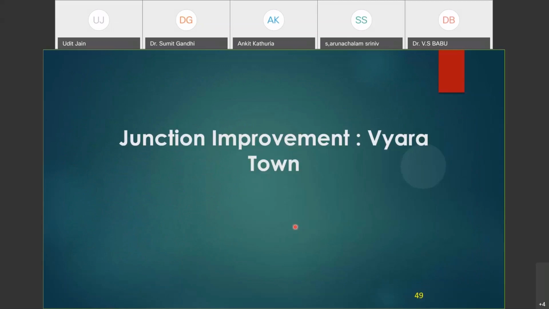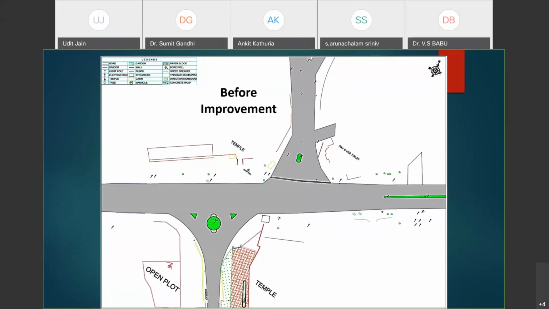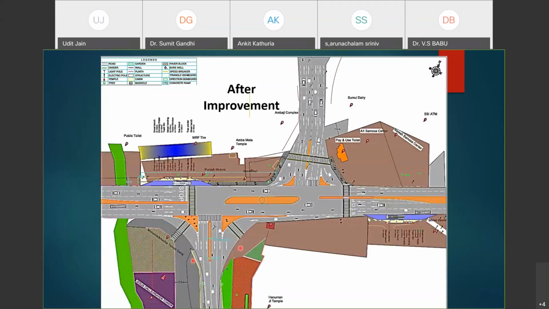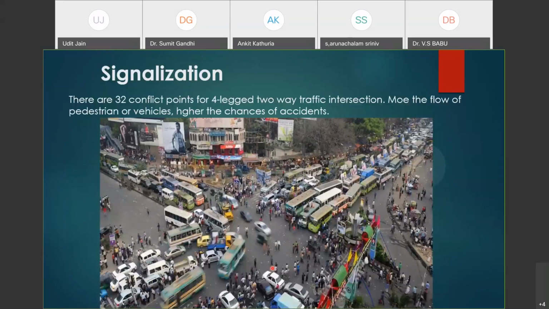This is an improvement of a Viara Town junction. This was the existing condition before any improvements, and after the improvements were made, this is how the intersection looked like. You can see just by the design itself, there are so many things which have been addressed, and it has been made a much safer and efficient intersection. The second or the third short medium-term improvement is signalization. As I said, all the 32 conflict points can be eliminated if we make the intersection signalized.